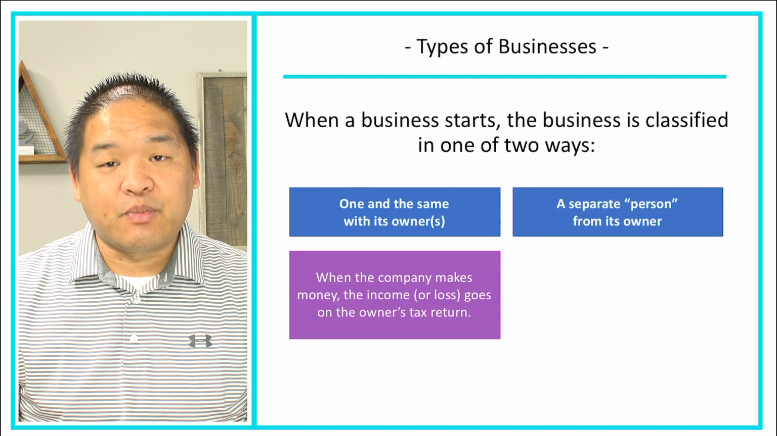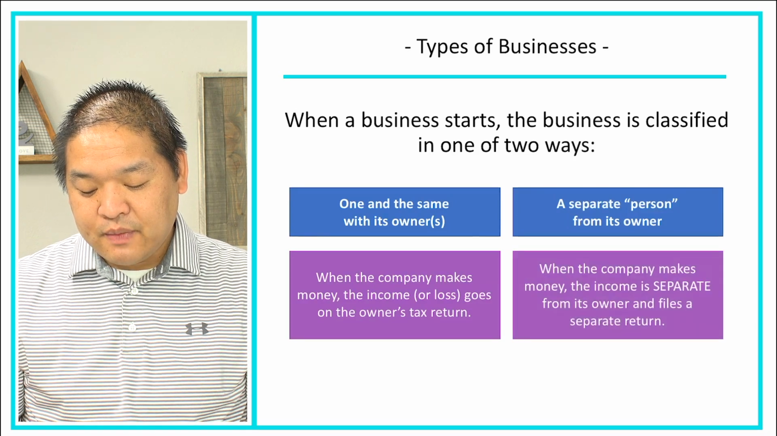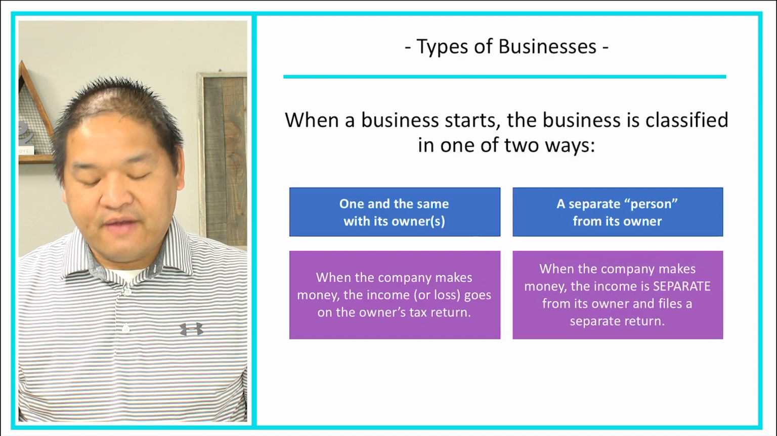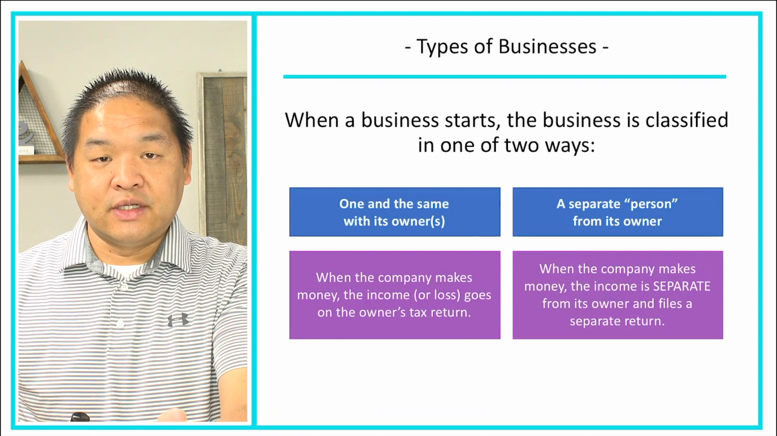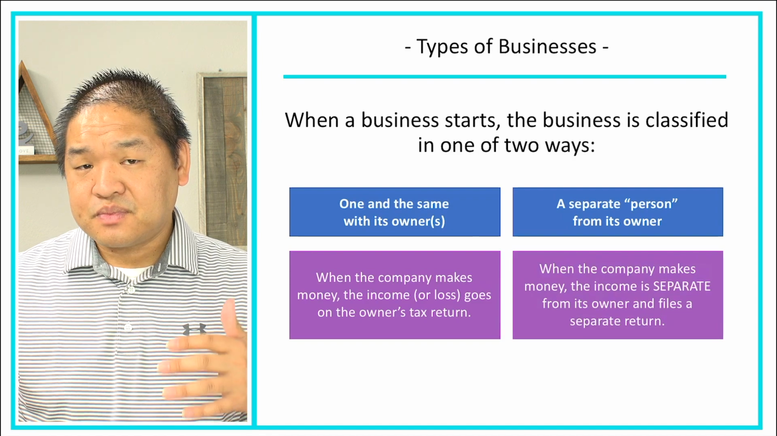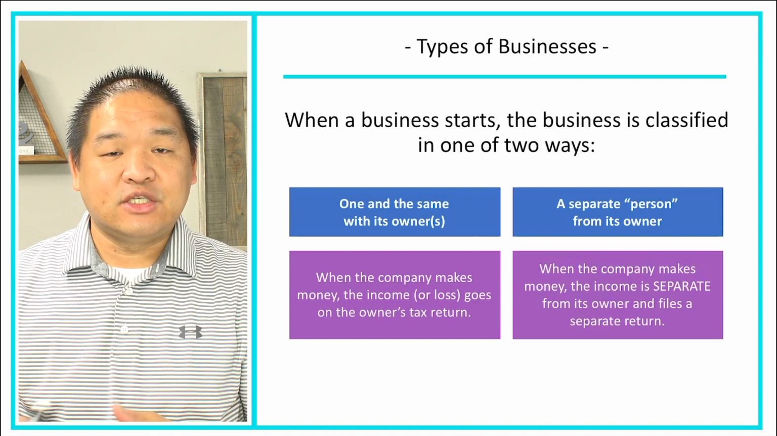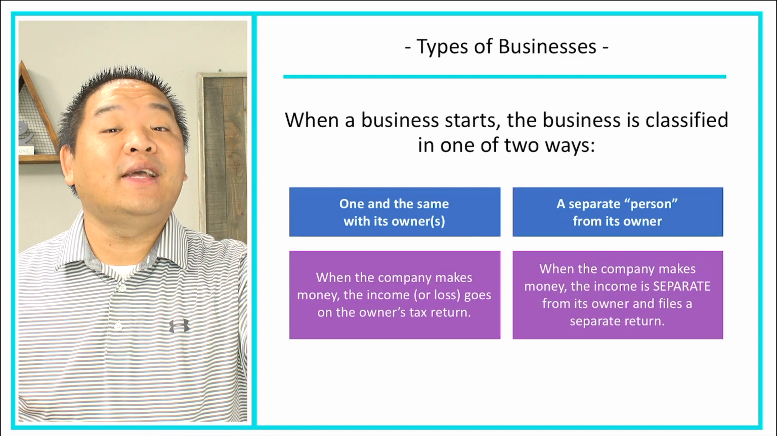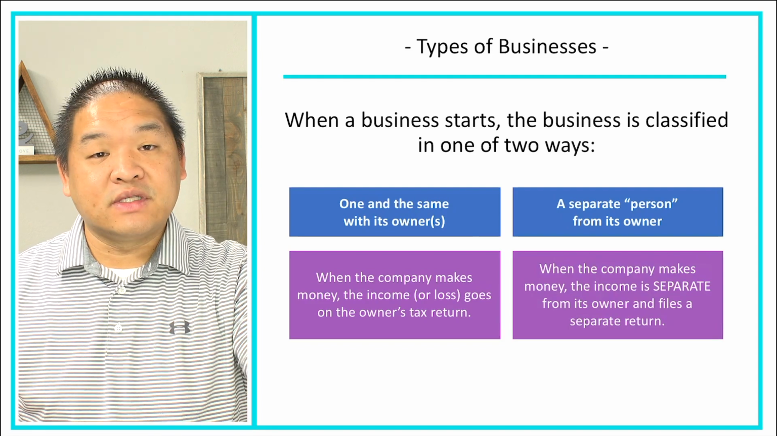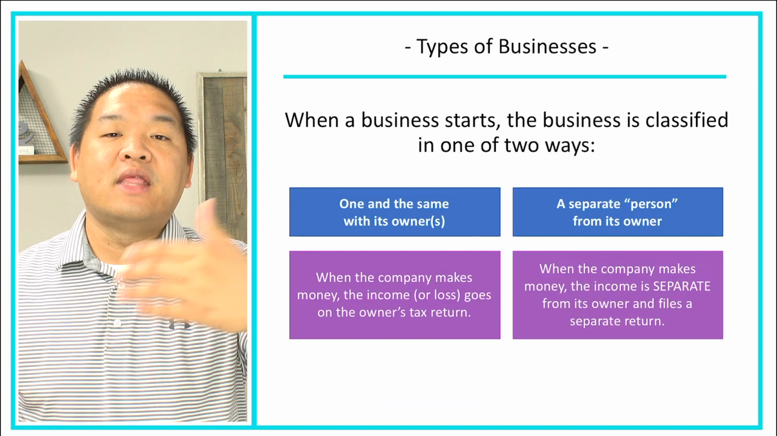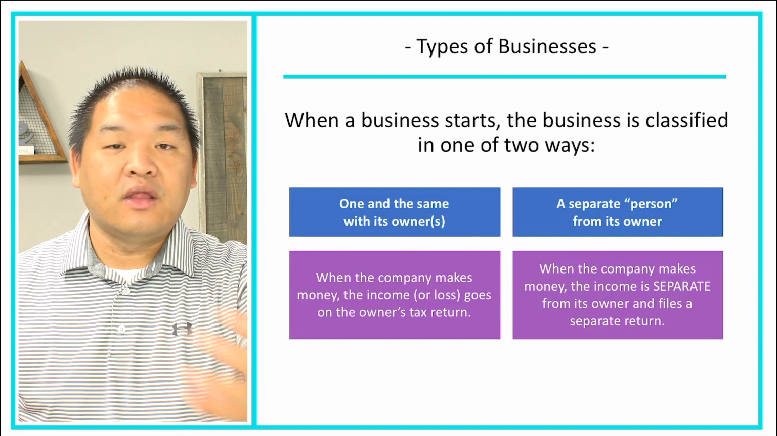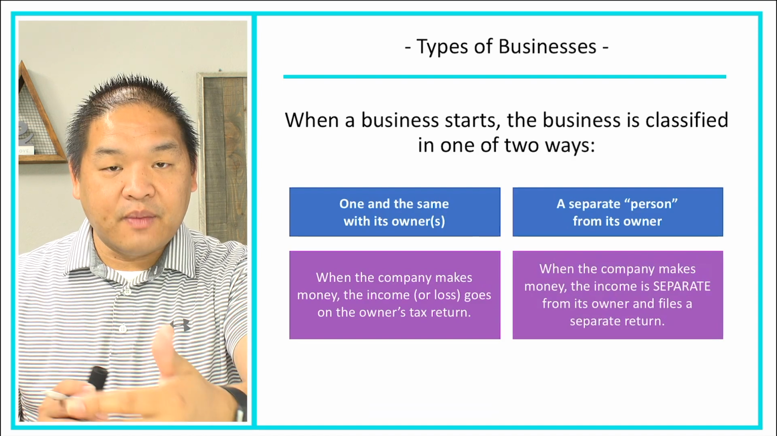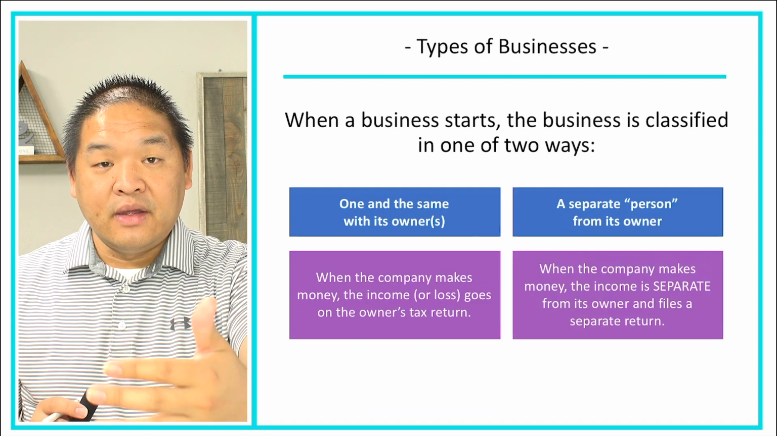Now, this is different from a separate person. With a separate person, when the company makes money, the income is separate from the owner and it files a separate return. So what basically happens to a business in this situation is the business will make money, they'll prepare their tax returns, they'll pay taxes on their own, and then whatever's left gets distributed to the owners, and the owners have to pay their own taxes on their end. We call that double taxation. But again, we're not in a tax class, we're just trying to help you understand what's going on there.